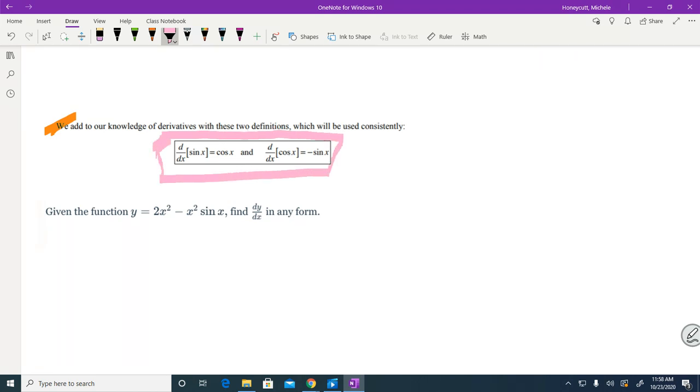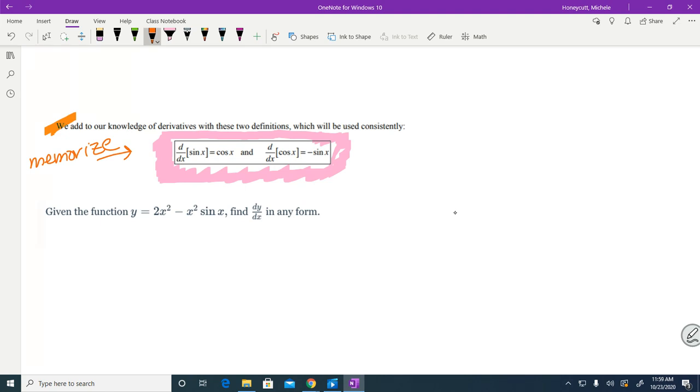I can show you how to find these derivatives and I'll justify why they are what they are in a later lesson. But for today, you need to memorize forever and ever and ever that the derivative of sine is always cosine. That's just a rule you need to remember. And the derivative of cosine is negative sine. Always remember that.